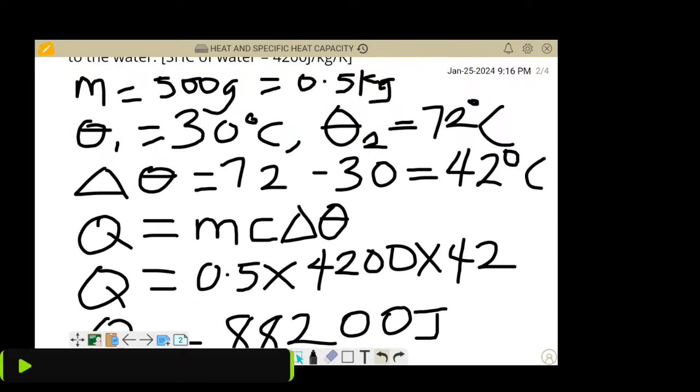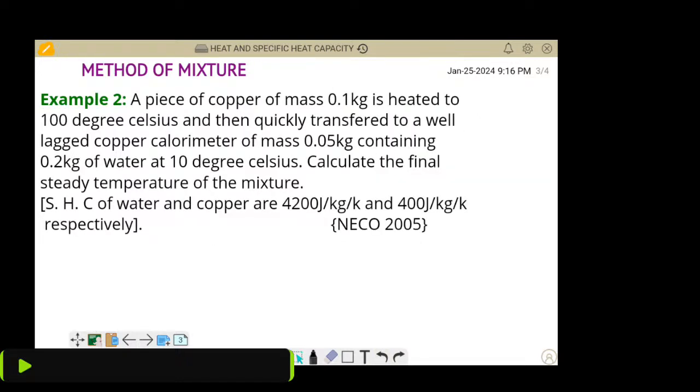Let's consider another example. During our introduction, I mentioned the method of mixture, that is when we have two substances mixed together and the specific heat capacity of one of them is known, we can easily determine the specific heat capacity of the other by using the method of mixture. Now, how do we go about this? Let's quickly check this out in our second example.